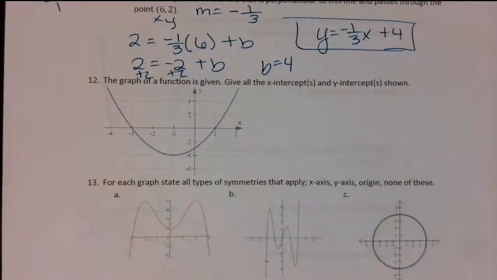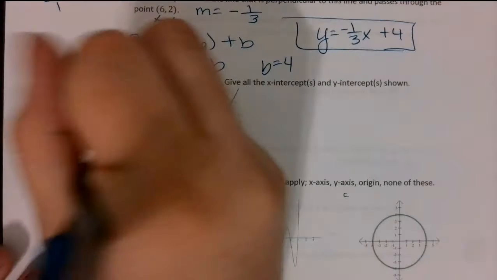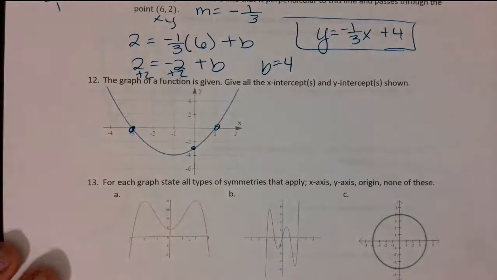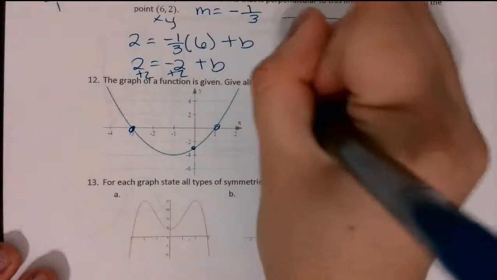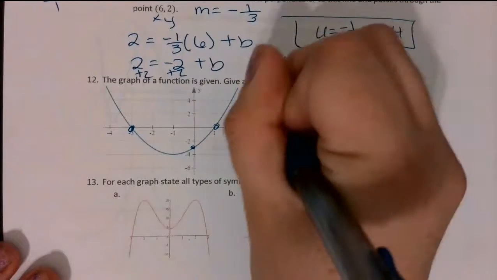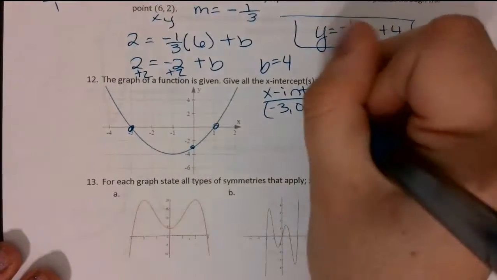Okay. 12 gives me this graph. It wants me to give the x-intercepts and the y-intercepts of the graph. So I can see it's crossing here, here, and here. So I'm going to start with my x-intercepts. This one is crossing at negative 3, 0. This one is crossing at 1, 0.